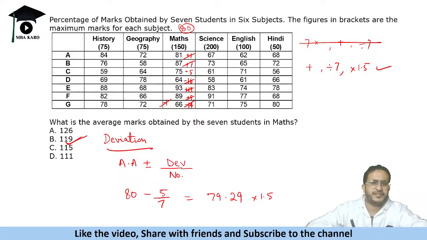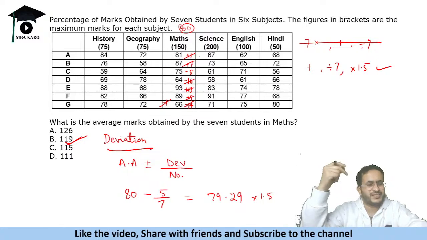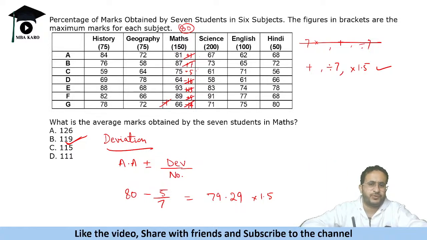So it is the best approach to find the average, rather than multiplying every number by 1.5 and then adding, or adding the 7 numbers, because we have 2-digit numbers and it takes time to add them. It takes very little time to work out these deviations. So this is the way you should tackle average-based questions.